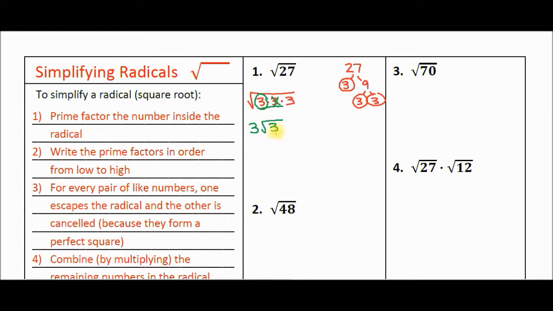So now we can see that our simplification is done. One 3 escaped, one 3 was crossed off, and this 3 does not have a pair or a partner, so it cannot be removed from the radical. So our simplified radical for the square root of 27, fully simplified, is 3 times the square root of 3.